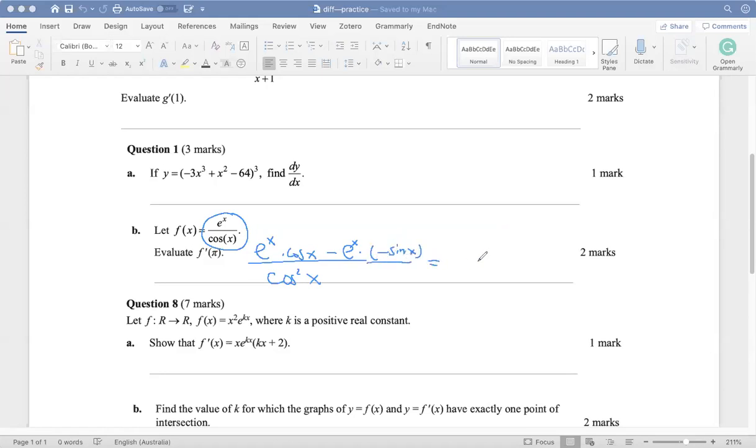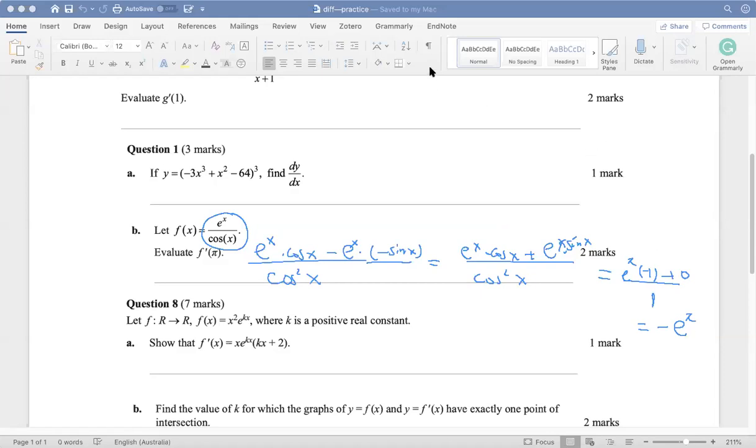Okay. Then I just have cos squared x, then e to the x times cos x plus e to the x times sine x. Okay, then plug pi in, it will be 1 times e to the power of pi times negative 1, plus 0, right? So it will be negative e to the power of pi, because sine pi is 0. They test us for this function.